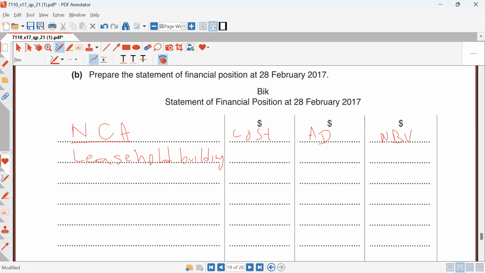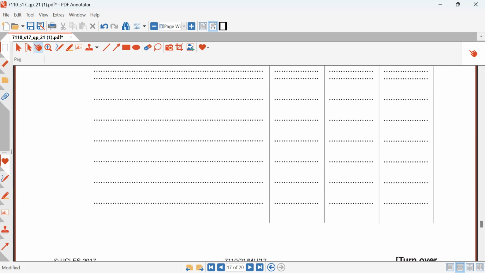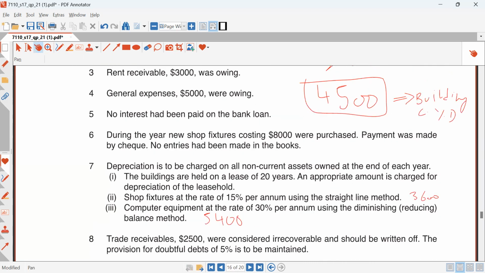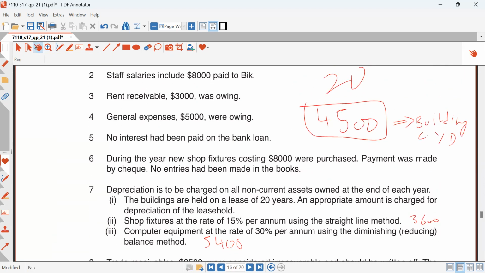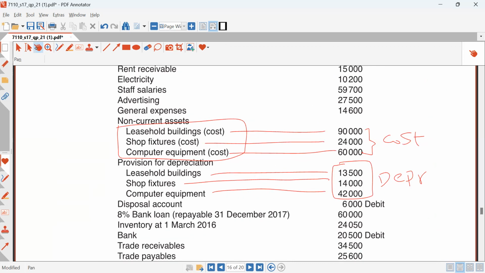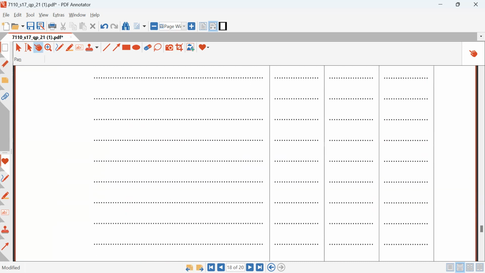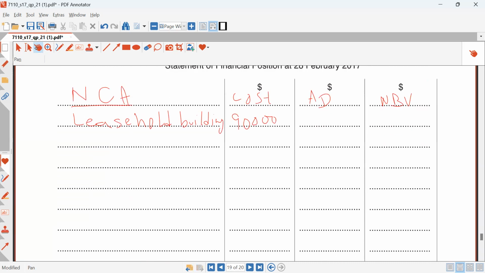The cost of leasehold building is 90,000, which is given in the question. But for accumulated depreciation of leasehold building, we must see the question. Current year depreciation we have already calculated in the income statement. Current year depreciation for leasehold building is 4,500, and the provision for depreciation for leasehold building is 13,500. So 13,500 plus 4,500, we will get 18,000. 18,000 is going to be accumulated depreciation for leasehold building.